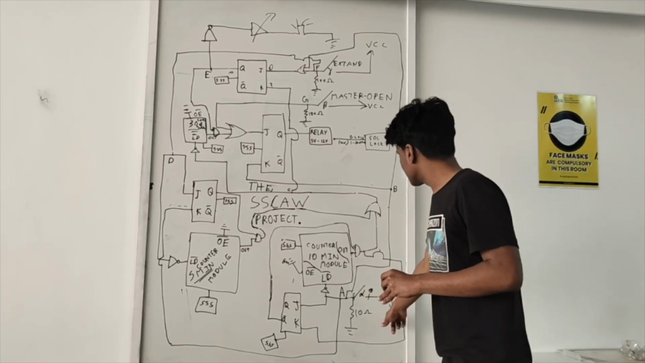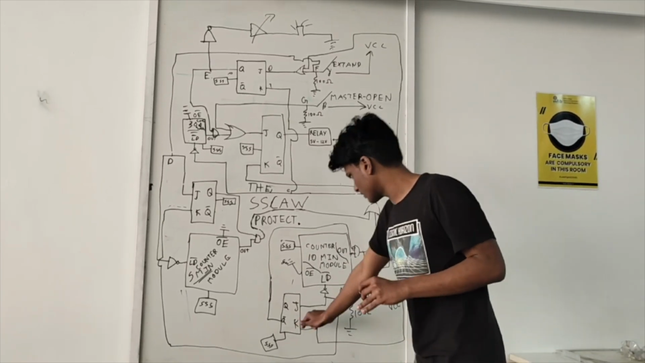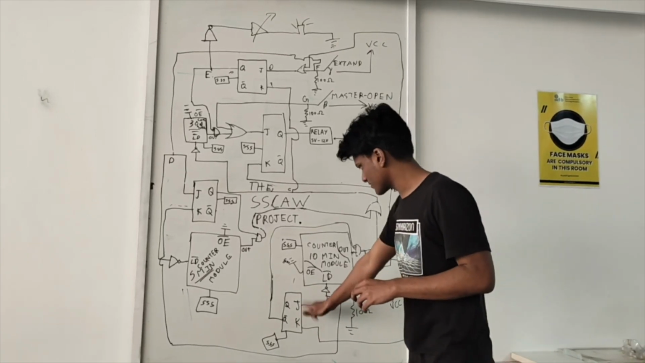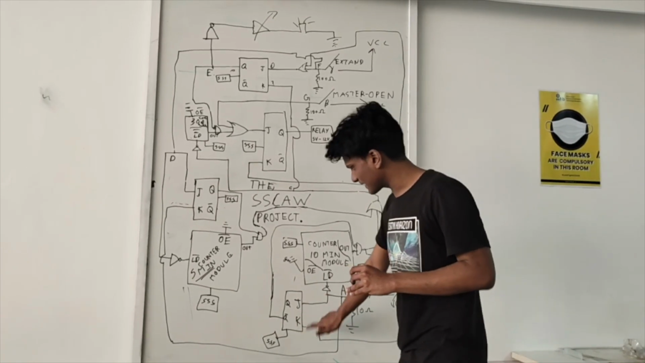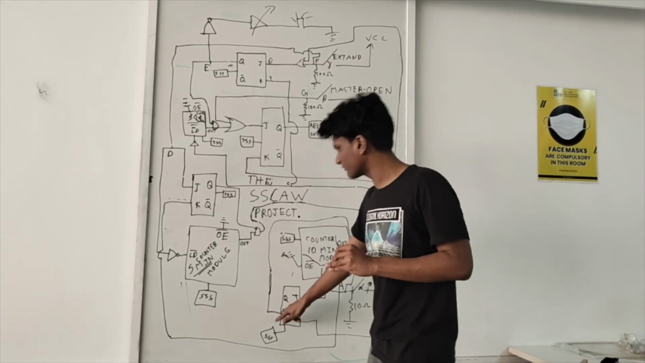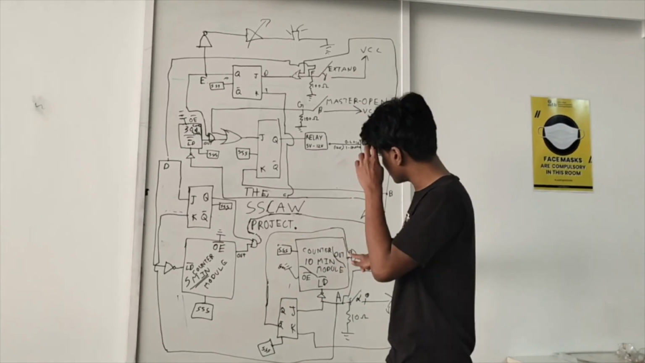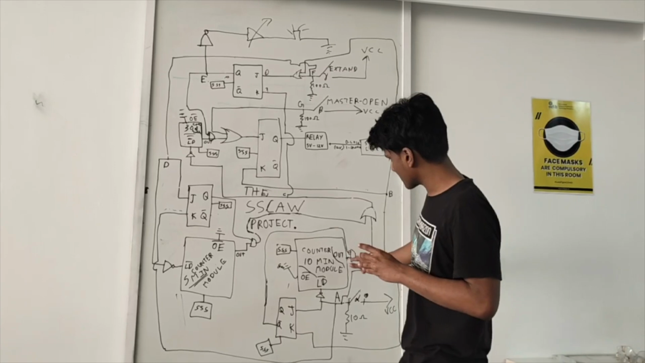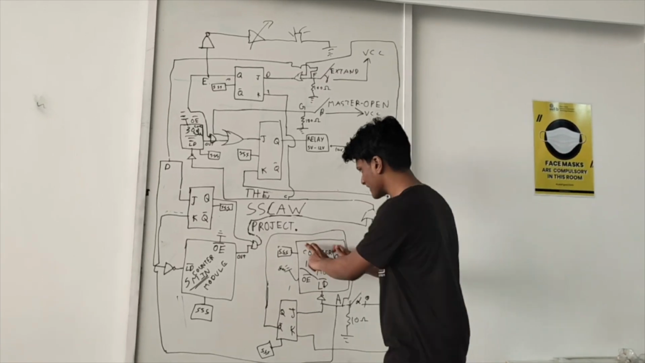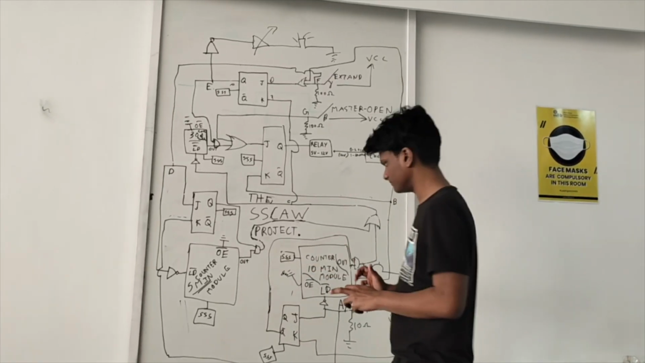Regarding the output enable, K is coming from here, which is 0 at the starting. J will come from here, which is 1. So J is 1 and K is 0. Q will be 1 and Q bar will be 0. So Q bar goes 0 and this Q bar not becomes 1. So output has been enabled. We are reading the output of this counter.